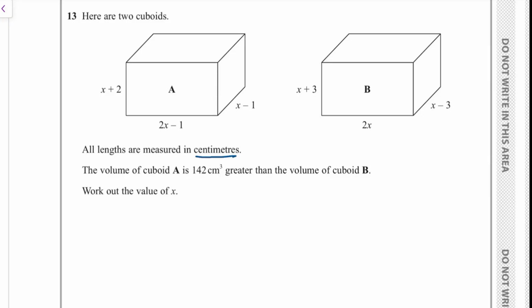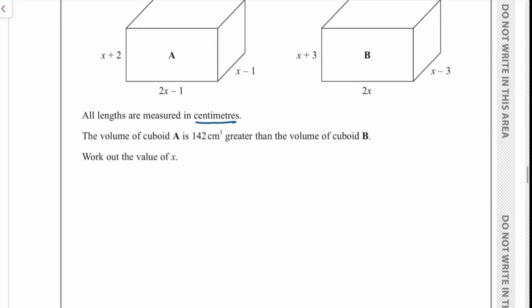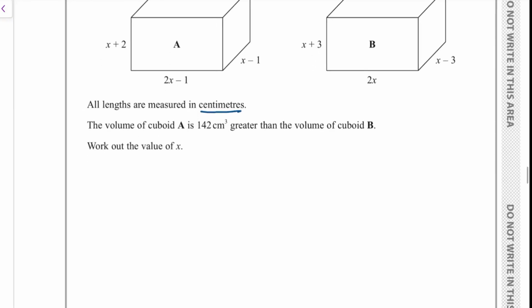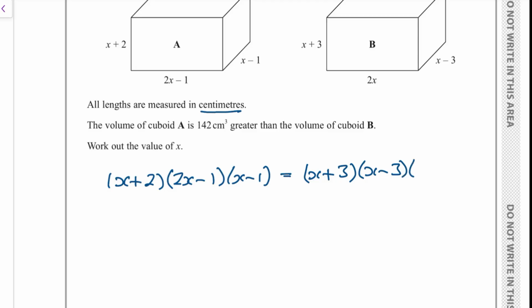Wow, okay. This feels quite difficult for a GCSE question. Let's give it a go. So the reason I'm pausing as I write down and try not to get it wrong is because I think this is going to be a cubic. And I'm wondering how you were supposed to do that. But anyway, let's just do the maths first. So x plus 3, x minus 3 times 2x. And then A is 142 greater, so I'm going to add on 142 here.